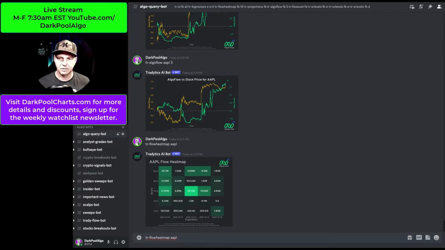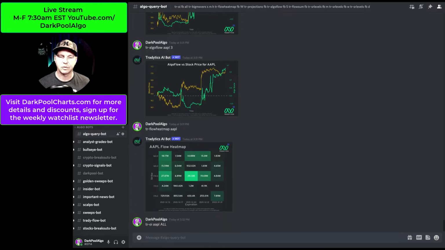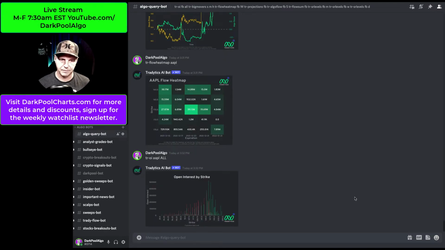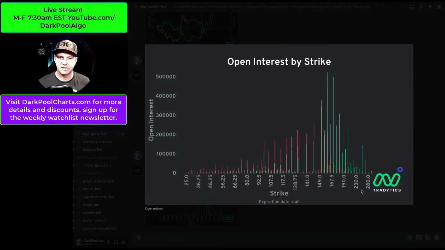You want to be able to see what's going on. You don't want to jump into a bunch of strikes that there's no money involved in, or else there's no liquidity in the options, and it's really hard to get in and out, and that's where the market makers just take your lunch money.